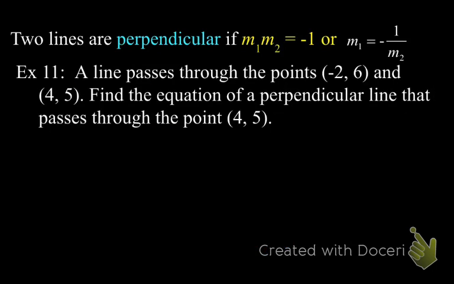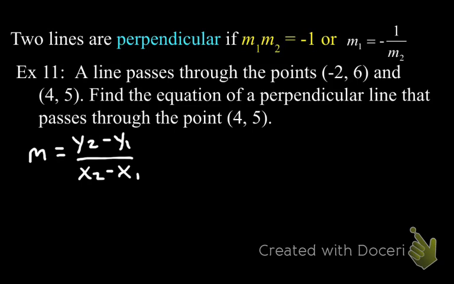For example 11, they're going to give us a little bit more work to do. It says a line passes through the points (-2, 6) and (4, 5). Find the equation of a perpendicular line that passes through the point (4, 5). So here's what we have to do this time. We have to actually go all the way back, and we have to figure out the slope of this line, and we have to figure out that slope using our slope formula. So that said y2 minus y1 over x2 minus x1. And I don't think we've used that formula yet, so this will be the first time for that.